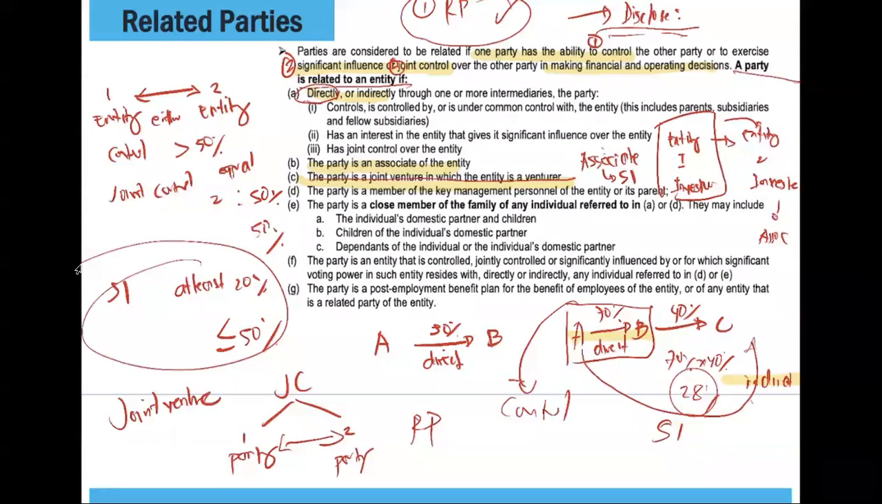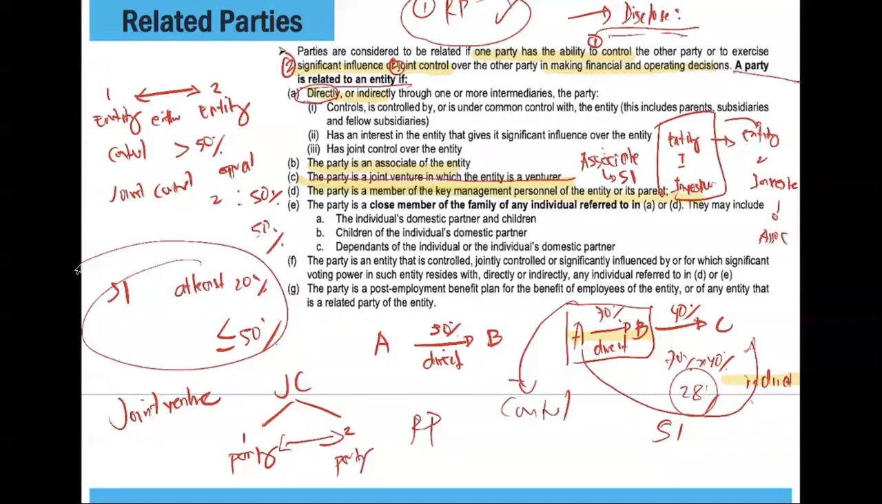Letter D, the party is a member of the key management personnel. When we say key management personnel, of course, these are the personnel in charge of top level decision making. So if a party is a member of the key management personnel of the entity or its parent, it is still considered a related party.